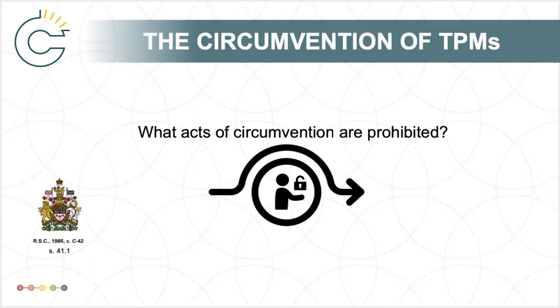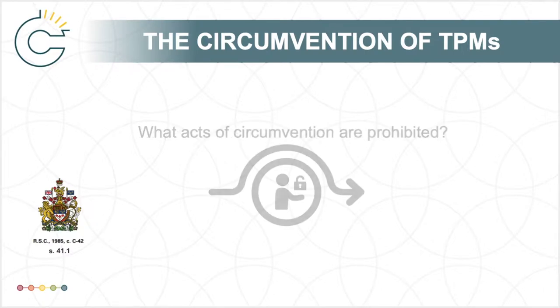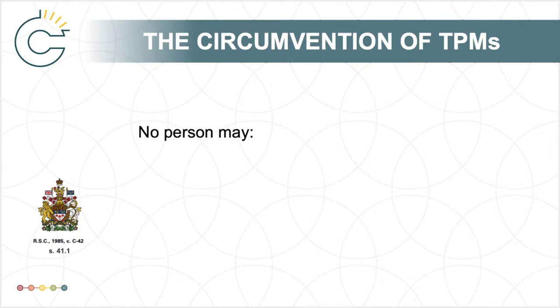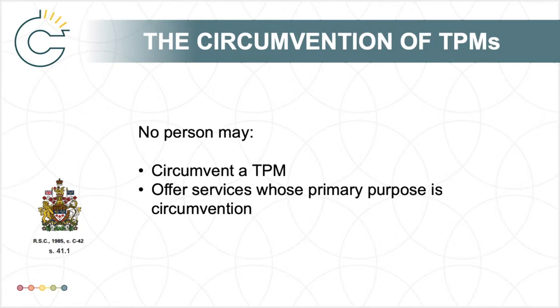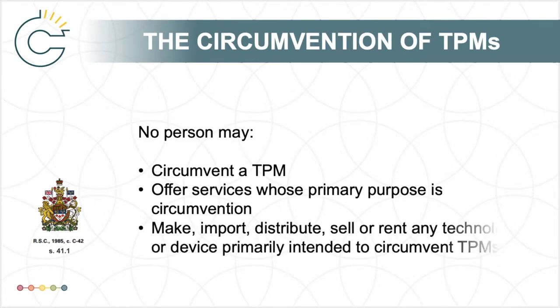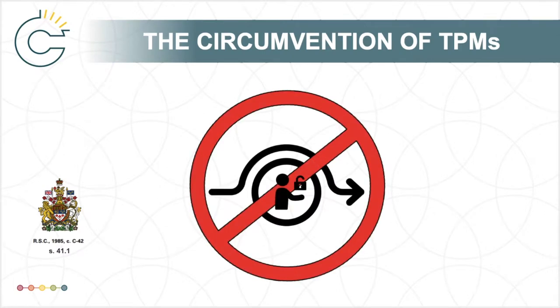There are 9 subsections related to TPMs in the Copyright Act. These define what acts of circumvention are prohibited and provide a few situations where circumventing a technological protection measure is permitted. Probably most importantly, Section 41(1) states that no person may circumvent a TPM, offer services whose primary purpose is circumvention, or make, import, distribute, sell, or rent any technology or device primarily intended to circumvent TPMs. In general, then, you can't circumvent TPMs.